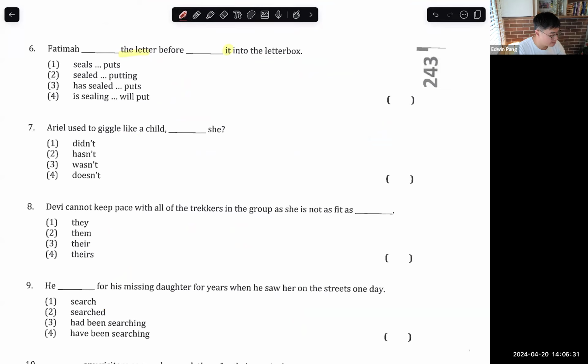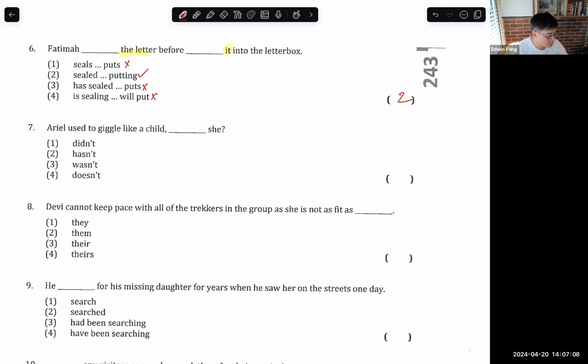Obviously in this case, we have to do elimination, a process of elimination. Fatima seals the letter before puts it, cannot be. Fatima sealed the letter before putting it into the letterbox, possible. Fatima has sealed the letter before puts, definitely impossible, because has sealed and puts are not compatible. And Fatima is sealing the letter before will put is again not compatible in terms of its verb form. So the only possible answer is 2 by our process of elimination. Fatima sealed the letter before putting it into the letterbox.